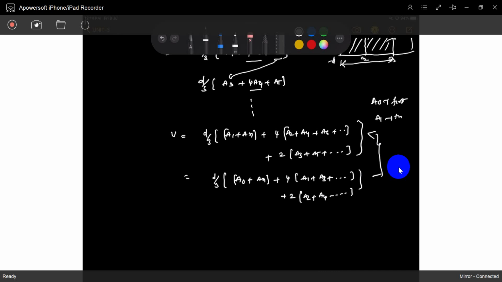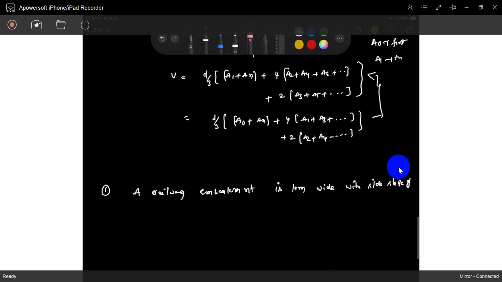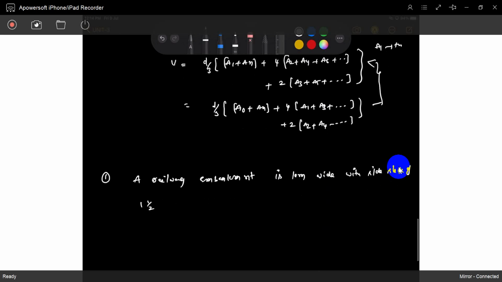We will do one very small problem. See, it is a railway embankment. A railway embankment is 10 meters wide with side slopes of 1.5 horizontal to one vertical.